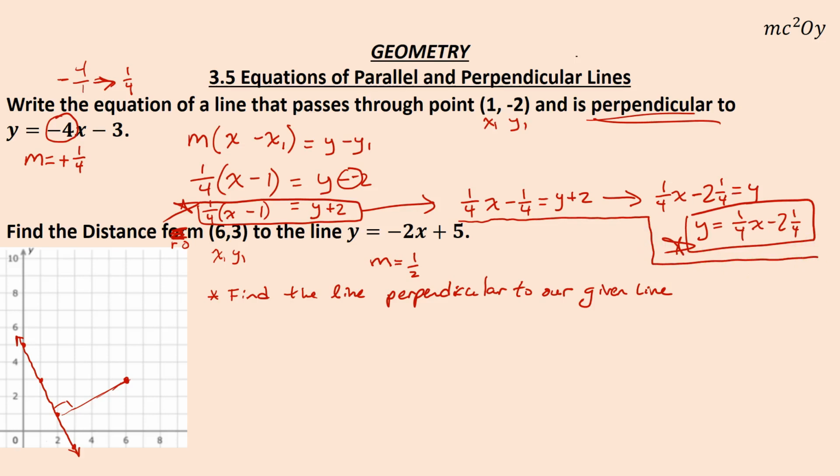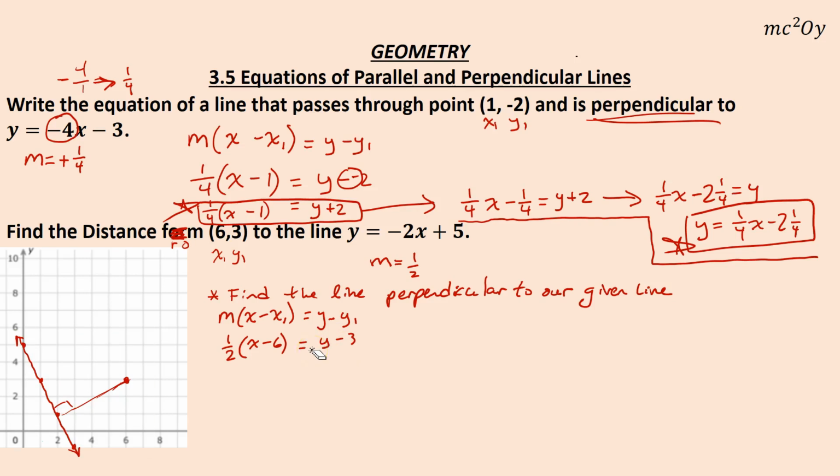So I'm going to use my point slope form again. So m times x minus x1 equals y minus y1. Okay, and so m is 1/2, so 1/2 times (x minus 6) equals y minus 3. Okay, and I don't know why I put that extra parenthesis there, just habit, I guess.